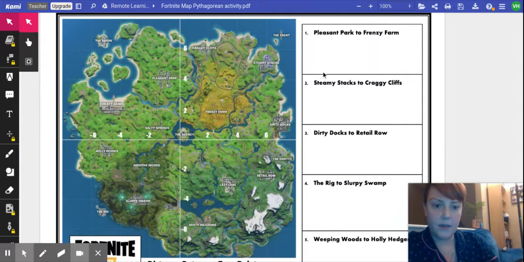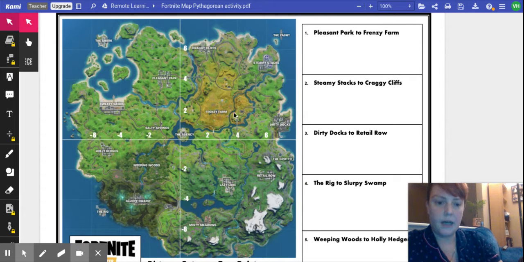Whatever there. And so this first one, Pleasant Park to Frenzy Farm, let me find the Pleasant Park. Oh, there it is. Okay. So Pleasant Park, I would say that that's at -1.4. And so the vertical distance there would be, whatever. And then this one, I would say that it is at probably 3.2. And so the horizontal distance between Pleasant Park and Frenzy Farm would be 1, 2, 3, 4. And then the vertical distance would be 1, 2.